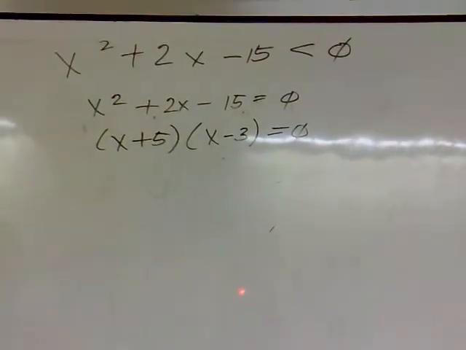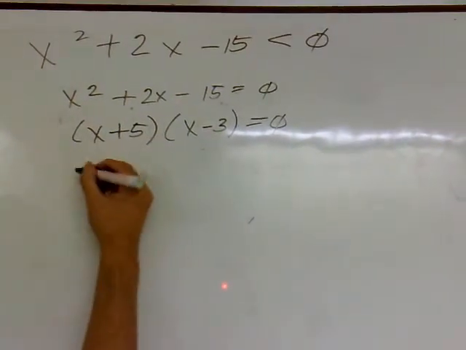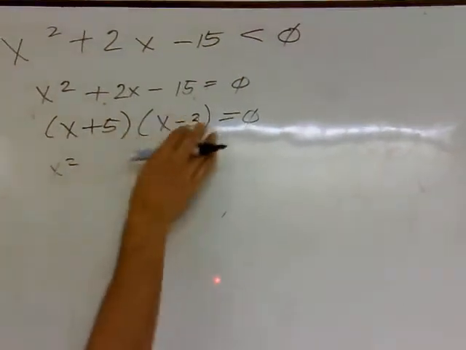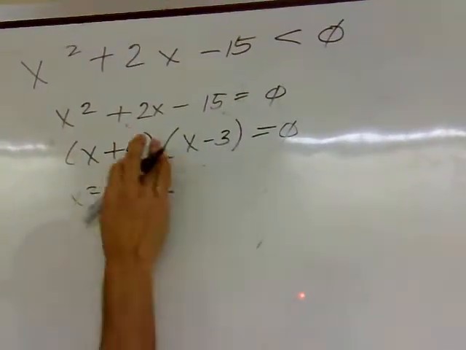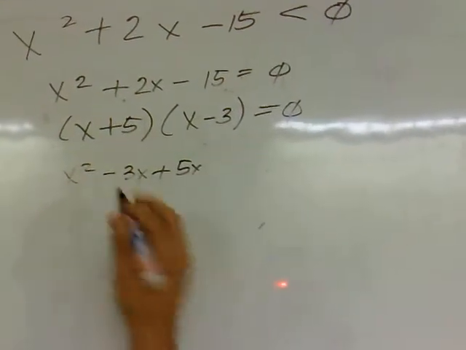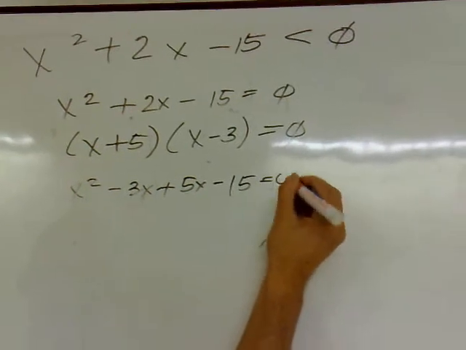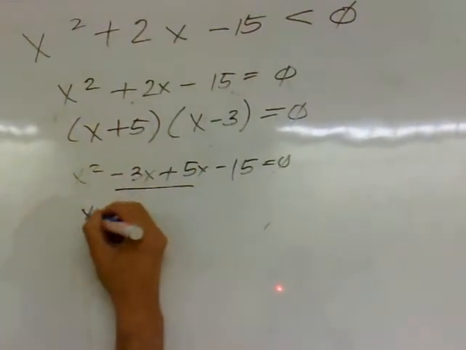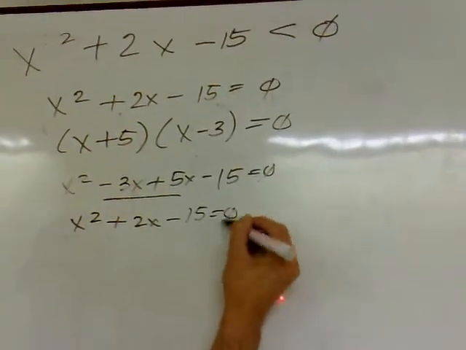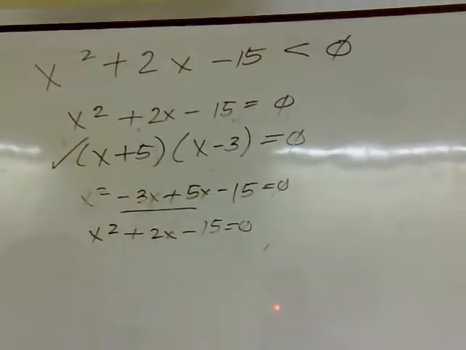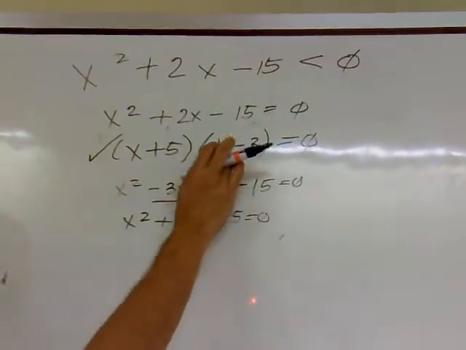It is always good to verify if you factored this correctly. Now, x times x is x squared, x times negative 3 is negative 3x, plus 5 times x is 5x, 5 times negative 3 is negative 15, equals 0. Combining like terms, x squared plus 2x minus 15 equals 0. So this is correct.